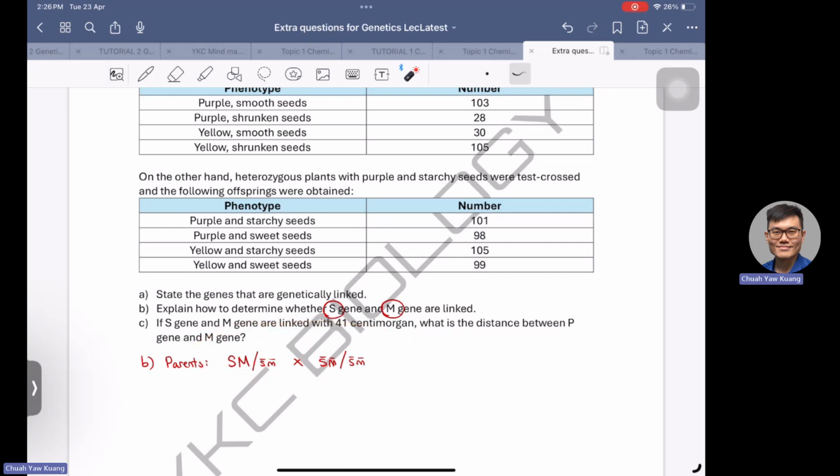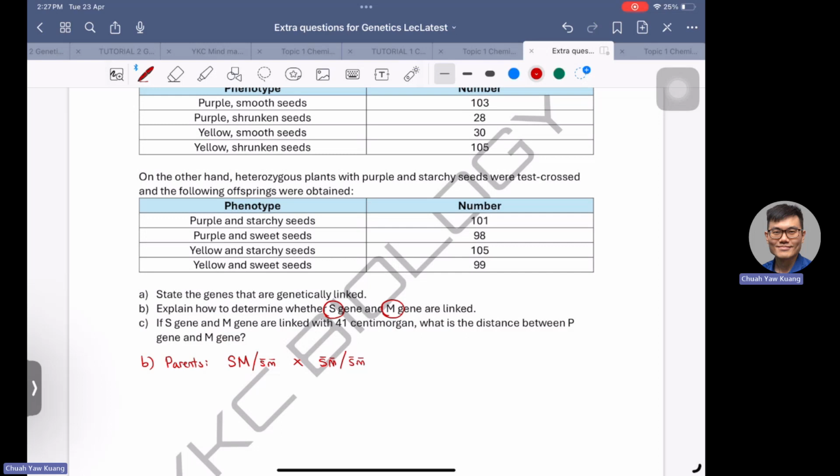Of course you might ask, can I find a parent that is big S, small m, slash small s, big M? Yes, you can, because it's still heterozygous. So this is the parent situation. Since the question asks you to explain how you want to do it, you cannot list it like this, so you have to state it.